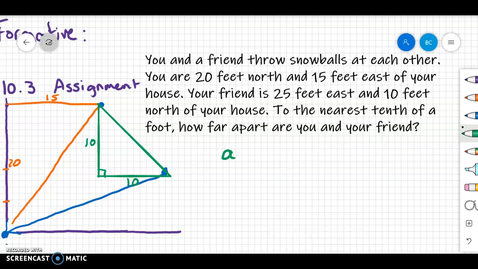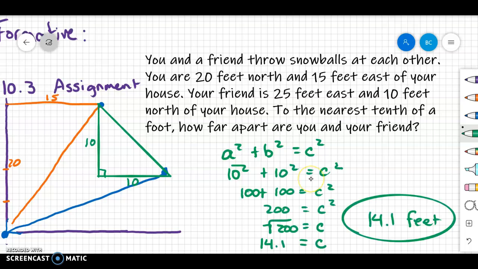So I'm going to go back to my Pythagorean theorem. At this point, I get a squared plus b squared equals c squared. A is 10, b is 10, and I don't know c yet. So I solved the Pythagorean theorem for c and got 14.1 feet. And I did that quickly because my video is out.